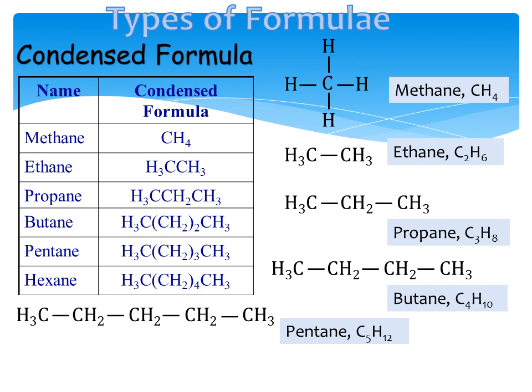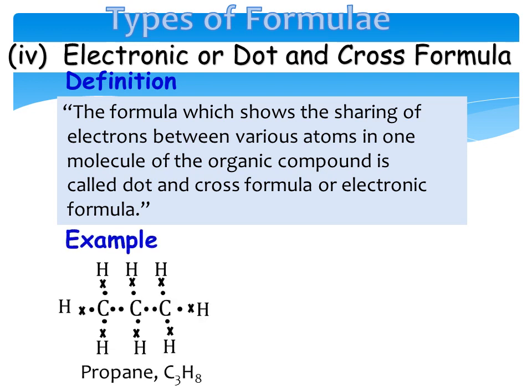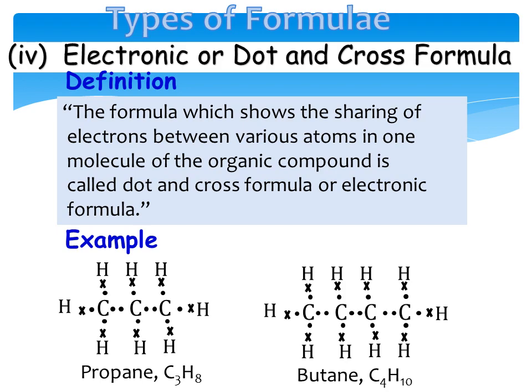Lastly, we go for the dot and cross structures, the electronic dot and cross formula. The formula shows the sharing of electrons, represented by dots and crosses, and this is a way through which we can differentiate the electrons of carbon from hydrogen. So we represent all 4 electrons of carbon with dots and the one electron of hydrogen with a cross. So we have 2 examples.